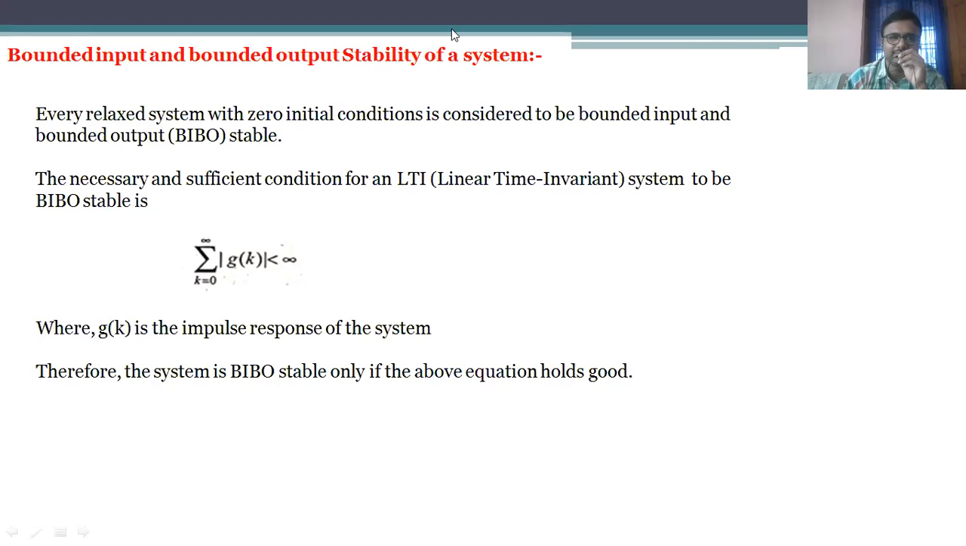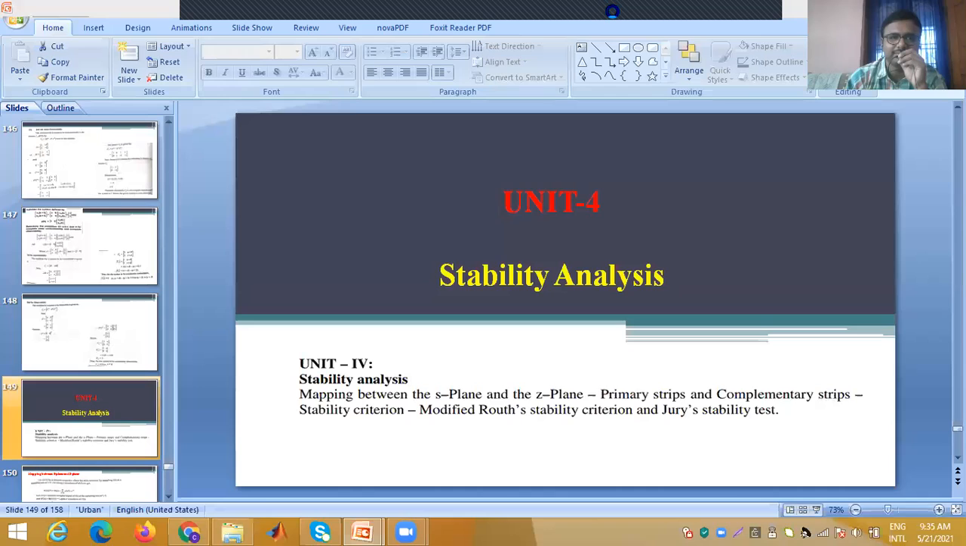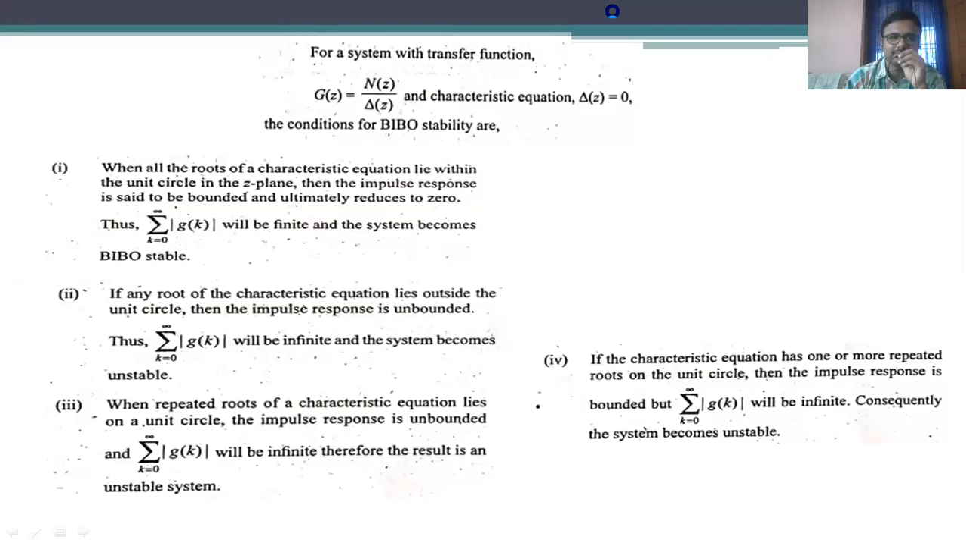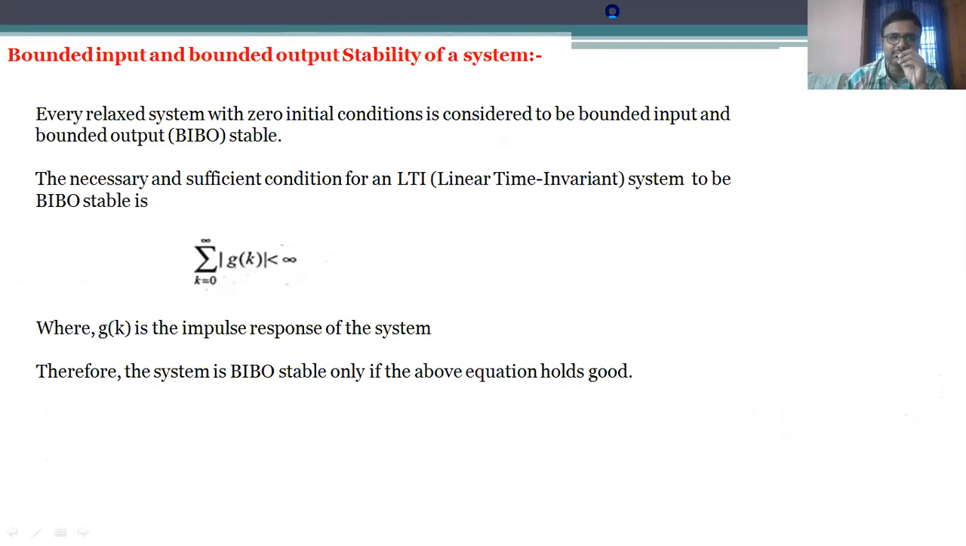So when a system is going to be called a BIBO system, that means for every system with zero initial conditions, that particular system is called bounded input and bounded output stable.